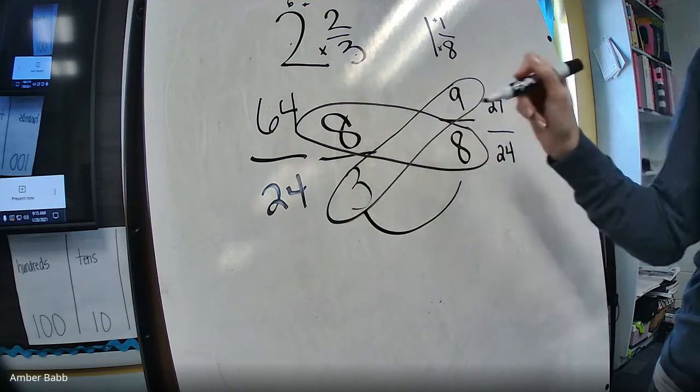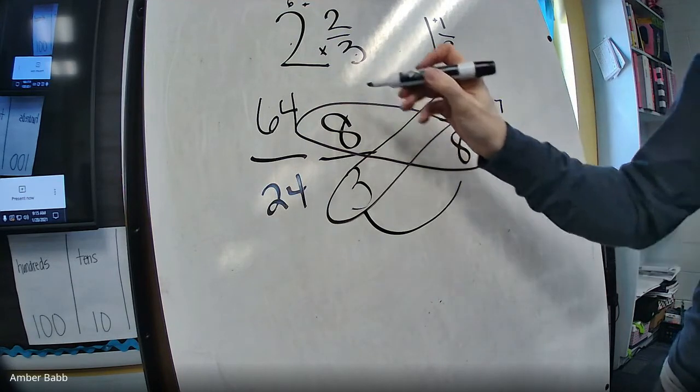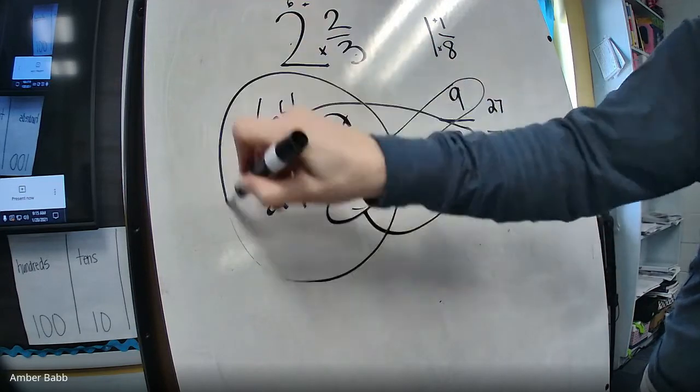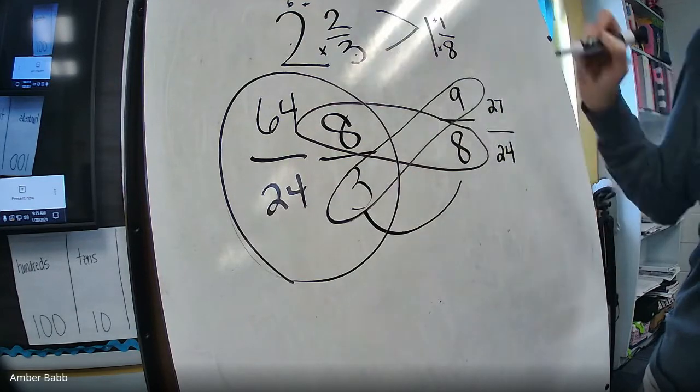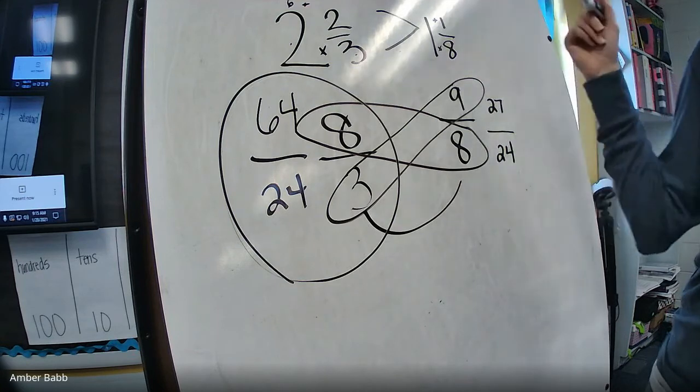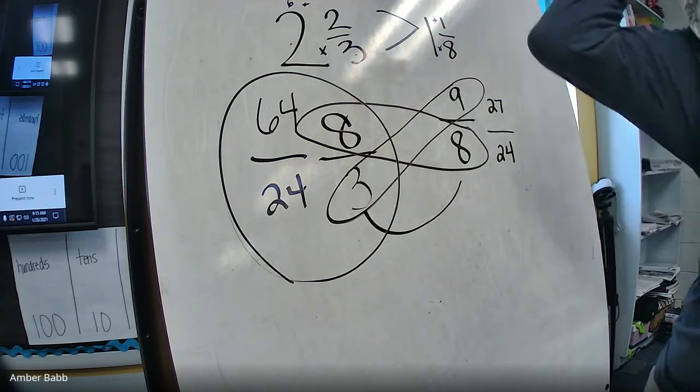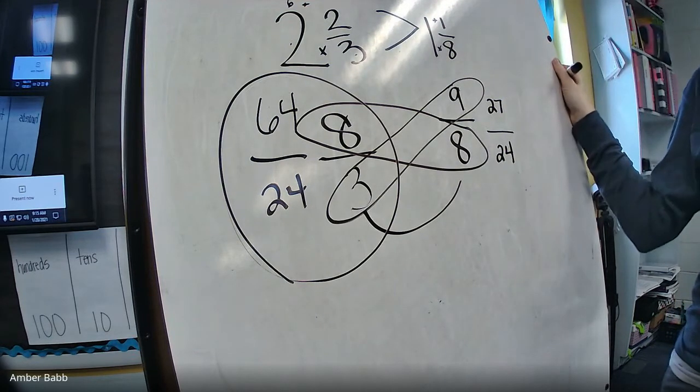I'm looking at the numerator to see which one is bigger. And it is the 64. So this is the way my alligator would be chomping down. The 2 and 2/3 is bigger than 1 and 1/8.